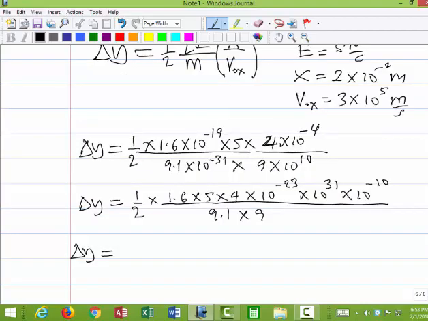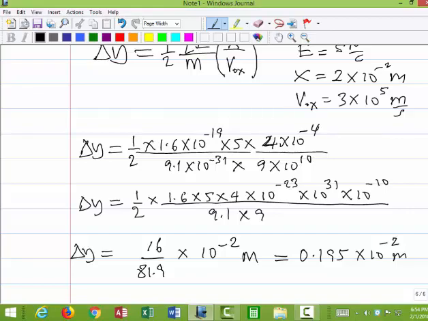Okay, so we should have 1.6 times 20, so this is 32 divided by half, so I'll make that 16. So we're going to have 16 divided by 9.1 times 9, 81.9. And then we have 10 to the negative 33 times 10 to the power of 31, which is 10 to the negative 2. So we should have something like this in meters. What is 16 divided by 81.9? 0.19. So it will be 1.95 times 10 to the negative 3 meters, which is more realistic because it's within the plate.